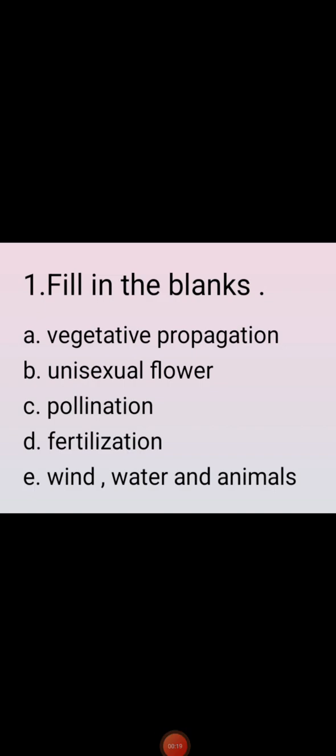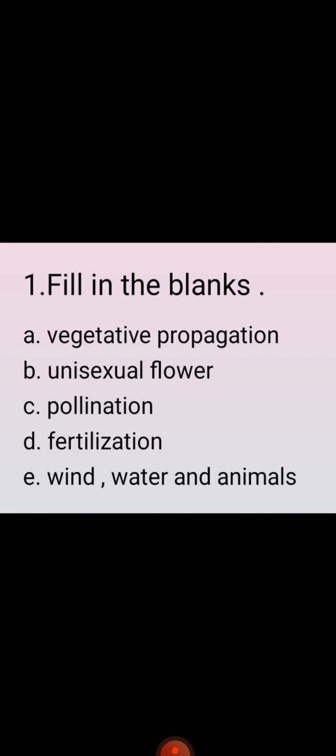Production of new individuals from the vegetative part of the parent is called vegetative propagation. A flower may have either male or female reproductive parts. Such a flower is called a unisexual flower. The transfer of pollen grains from the anther to the stigma of the same or of another flower of the same kind is known as pollination.